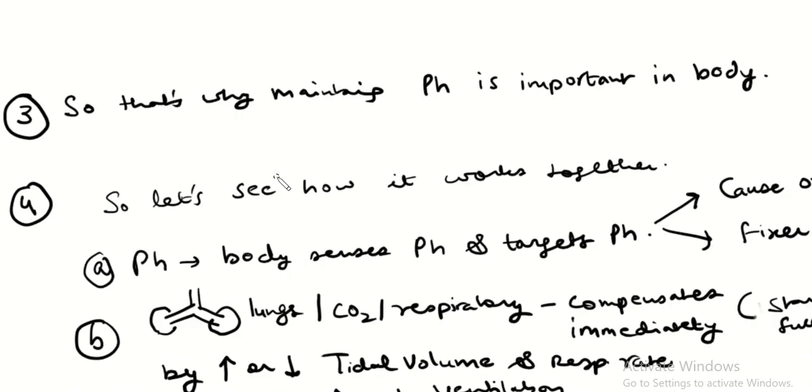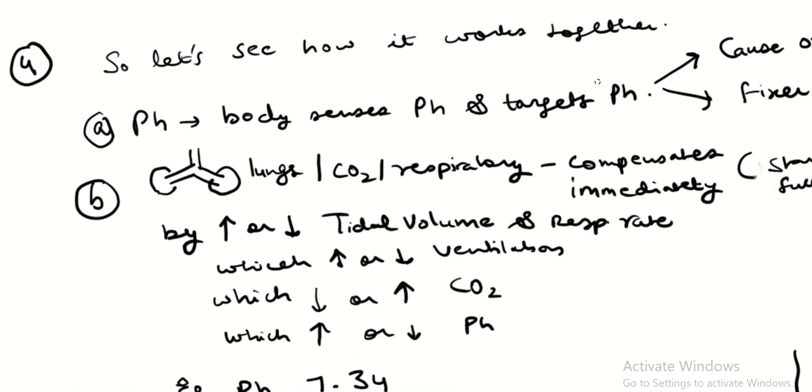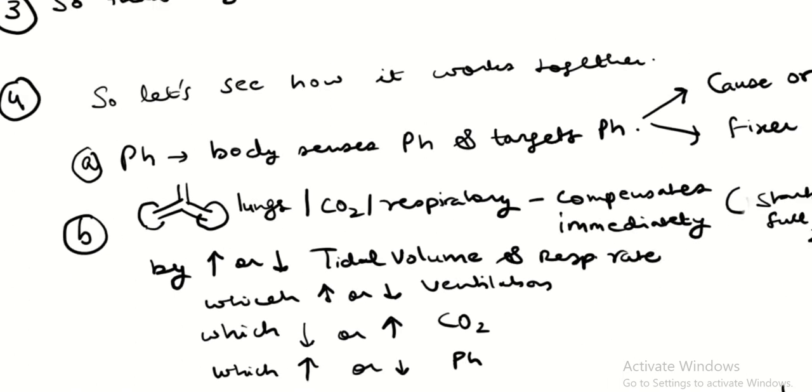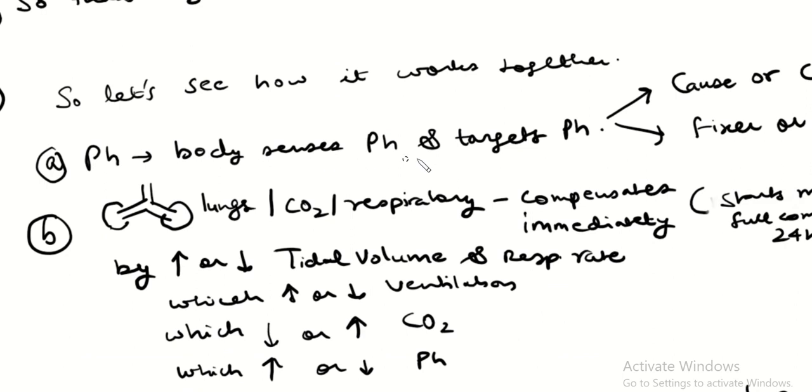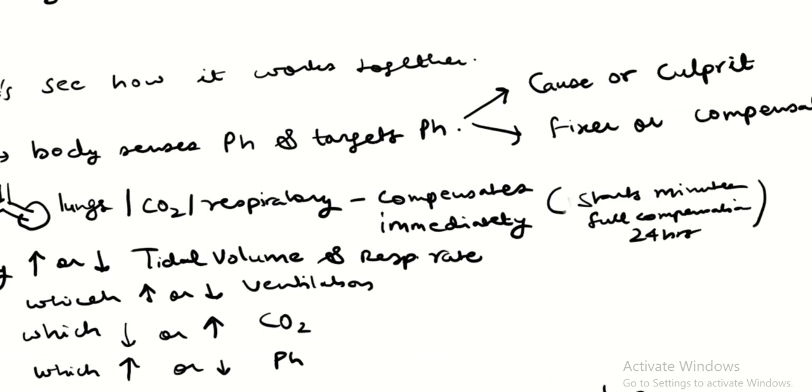Okay, so we talked about why pH is important. So let's look at the next thing. Let's see how it all works together. So pH is the body's thermostat, and that's what's targeted. Usually there are two kinds of processes. And this is another thing that confuses people, but I want to separate it out right now. There's a cause and there's a compensator. So the processes can either cause it or they can compensate for it.